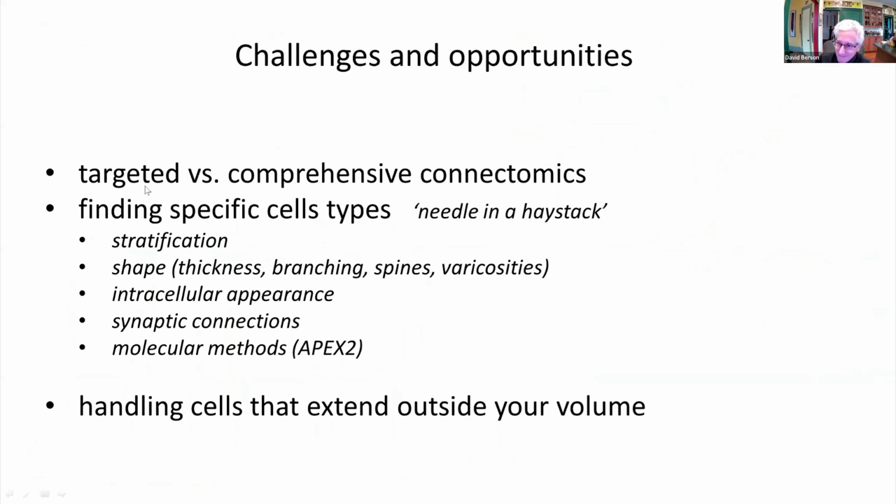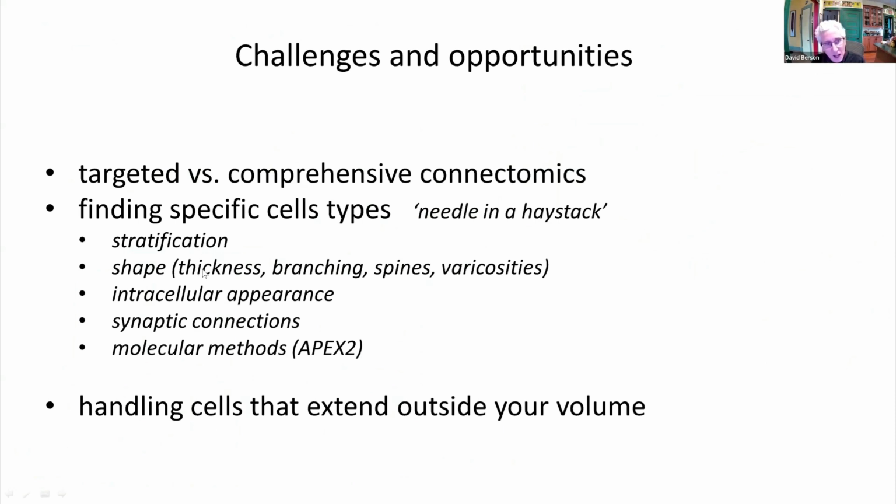So just to wrap it up here, you have to be thinking about things like, are you going after a targeted question, or are you trying to do the whole thing, right? I'm doing a little bit of both. How do you find your particular cell type of interest? If you're interested in a rare cell type, how do you find a needle in the haystack? Well, in the retina, stratification really helps. It may not in your context.